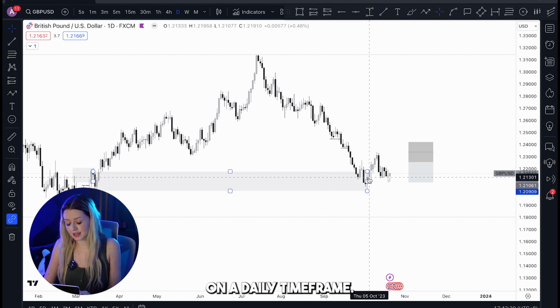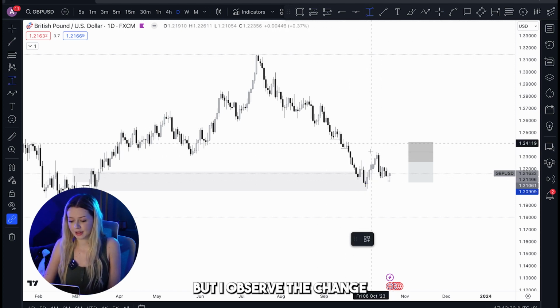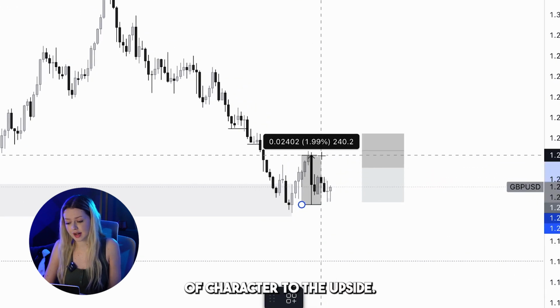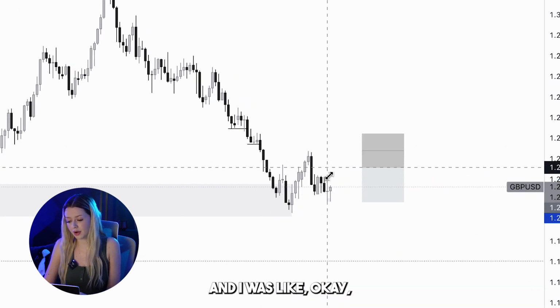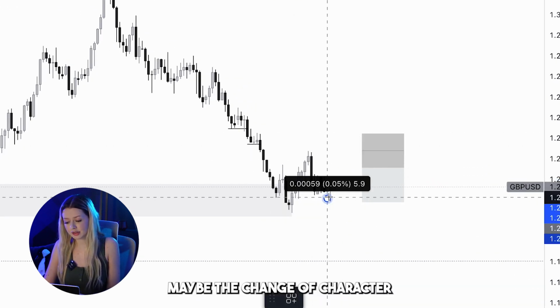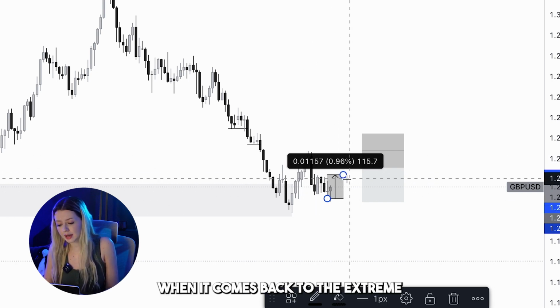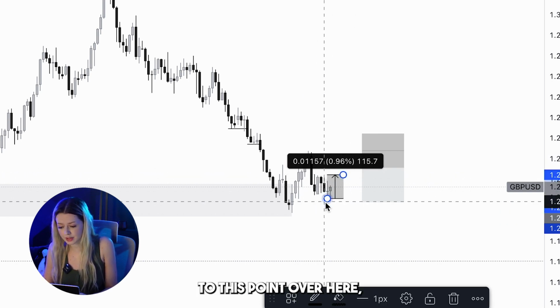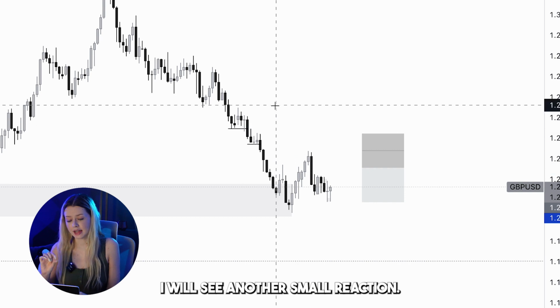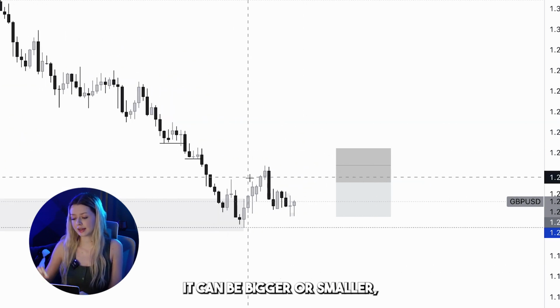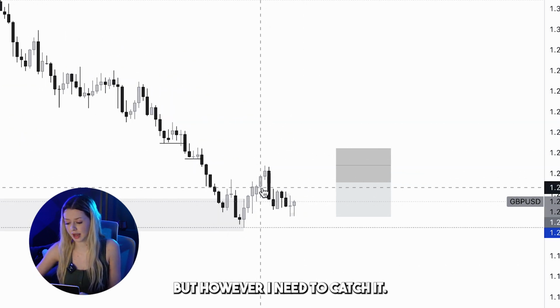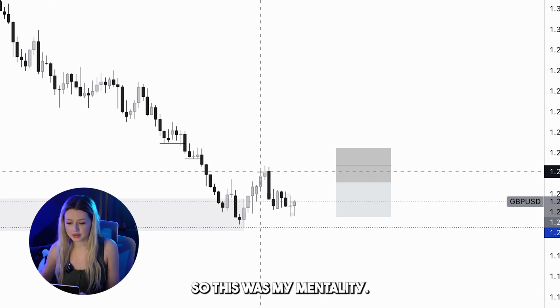As you can see on a daily time frame, it doesn't mean a lot, but I observed the change of character to the upside, and I was like, okay, if the price made a change of character to the upside, when it comes back to the extreme, to this point over here, I will see another small reaction. It can be bigger or smaller, but however, I need to catch it. So this was my mentality.